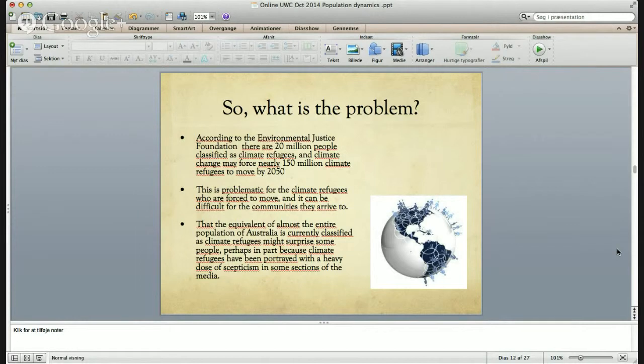But I think what we really need to take away from it is that if we currently have 20 million people classified as climate refugees, and we expect it to rise to 150 million by 2050, then it makes sense that they don't have the same rights as what I mistakenly call regular refugees, for lack of a better term. And then it's also problematic because climate refugees are forced to move, and it can be difficult both for them and for the community that they arrive to. So obviously, this is a two-part problem. If my country disappears, just try to imagine that everything that's around you right now goes missing.